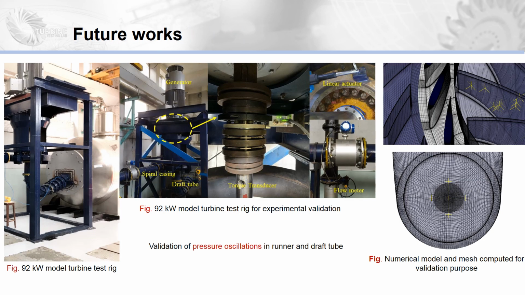For the validation of the numerical model in this study, an experiment needs to be performed. For this, a 92 kilowatt model turbine test rig being developed at the Turbine Testing Lab will be used in future for the validation of the pressure oscillations in the runner and the draft tube.